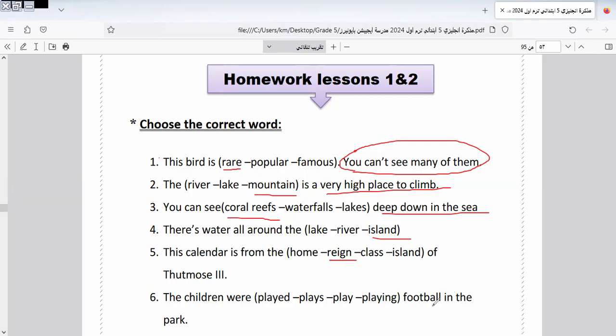The children were playing football in the park. So here it is the children were playing. Can we say play? Wrong. Plays? Wrong. Why? Because play is simple, so played and plays and play come without any verb to be before them. But here we have were, so the answer will be playing, because were plus verb plus ing form. Let's continue the rest of the exercise.